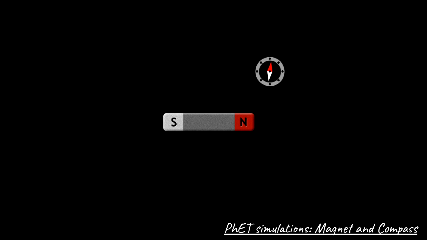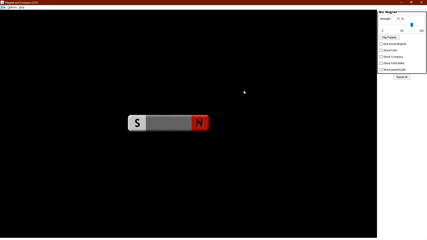Now, let's go to the simulations. We mentioned before that a magnet must have a field around it. How can we be sure? To test that, we need a compass. So, the compass will show the reaction with the magnet.